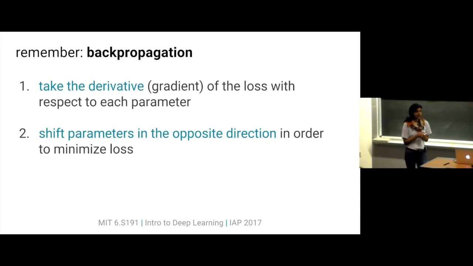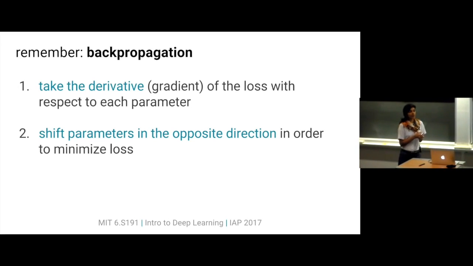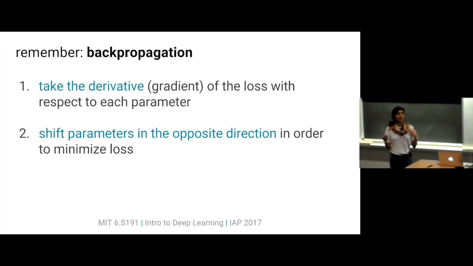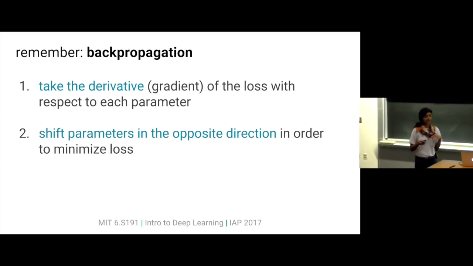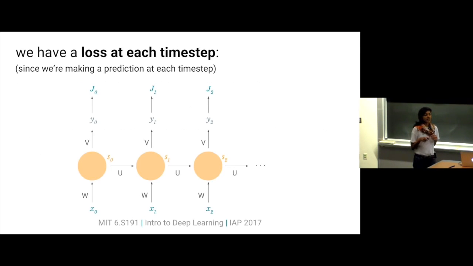So as a reminder, in backpropagation, we take the derivative of the loss with respect to each parameter in our network, and then we shift parameters in the opposite direction of the derivative in order to try and get to the point of minimum loss. So notice that in a recurrent neural network, we have a loss at each time step. We're not just making a prediction at the end.